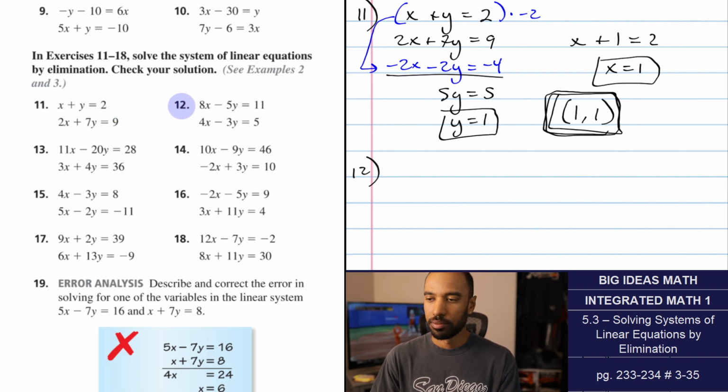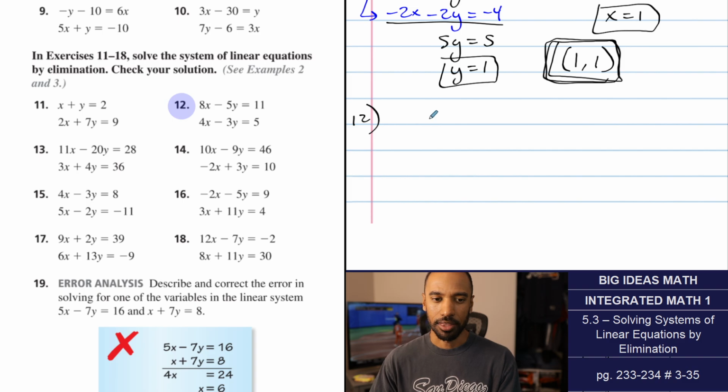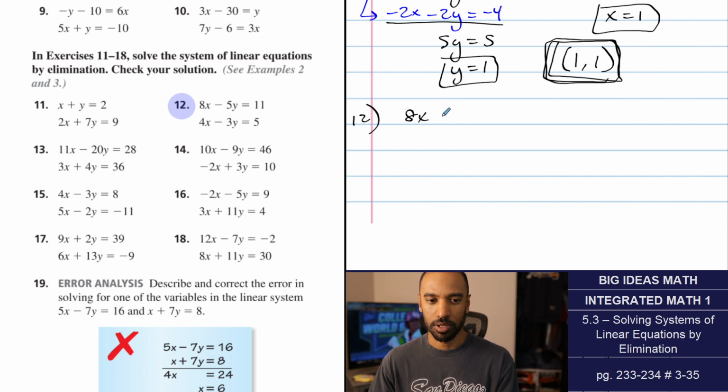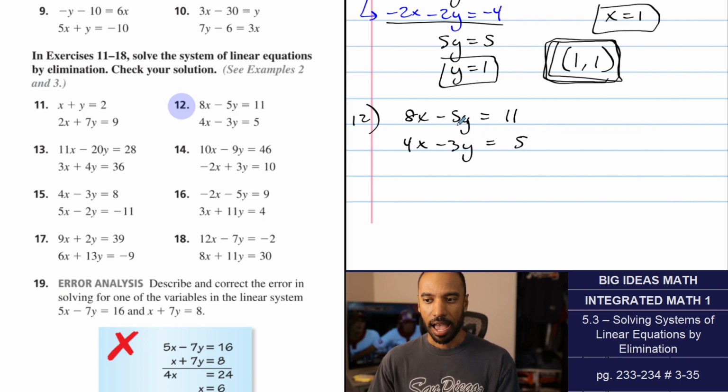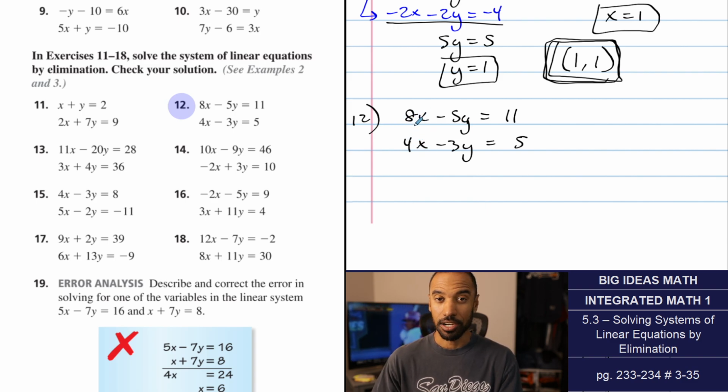On number 12, once again, if I added down either list, 8x plus 4x, don't eliminate. Negative 5y plus 3y, don't eliminate. Or plus negative 3y, don't eliminate. So let's eliminate a variable. Be strategic, make a conscious choice. If I tried to eliminate y's, I'd have to manipulate both equations because I need a least common multiple, and that would be 15. Whereas here, the least common multiple of 4 and 8 is actually just 8.